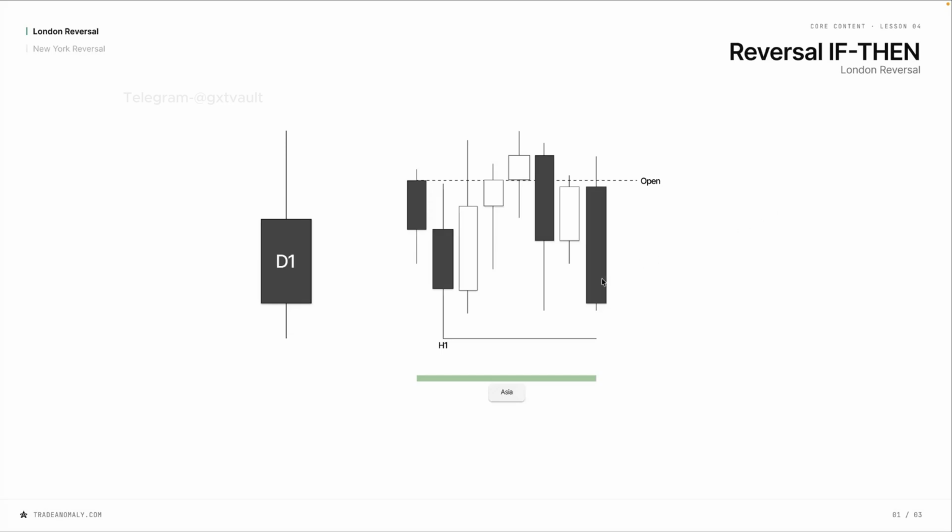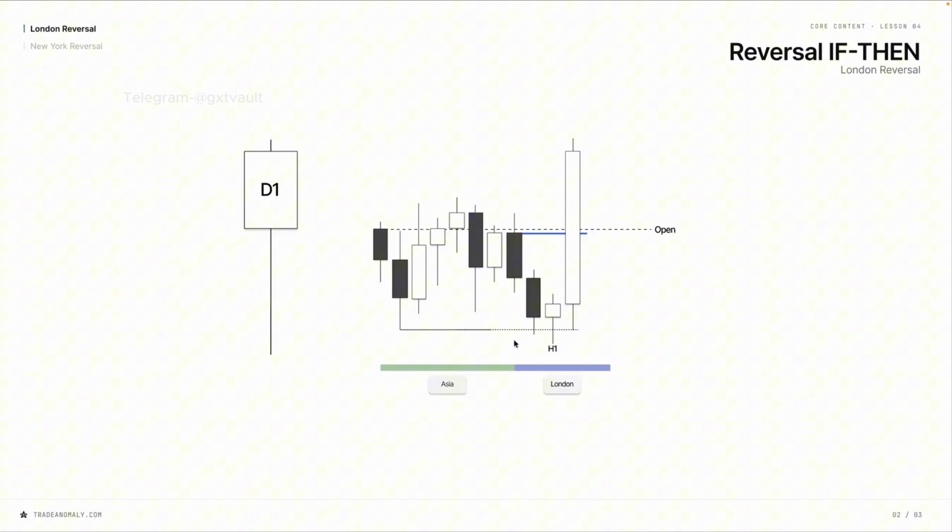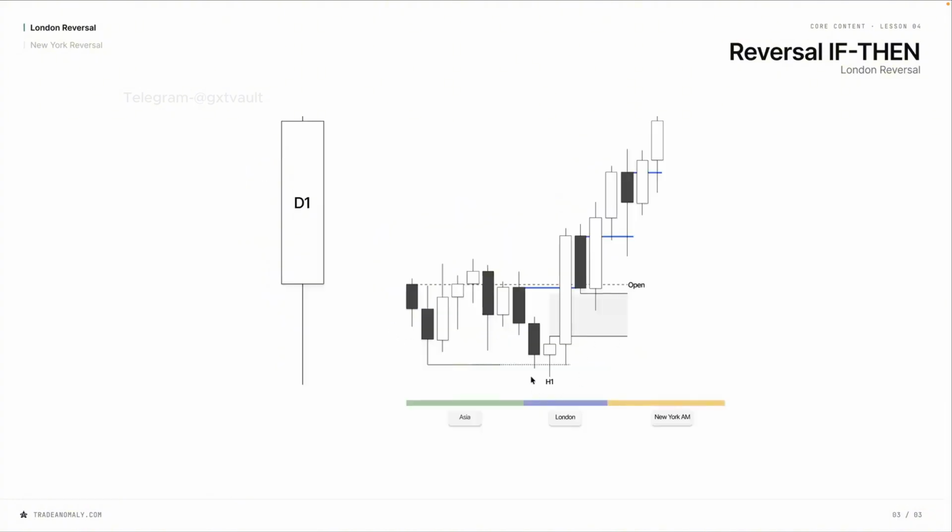So, if Asia consolidates, what should we expect London to do? Reverse, right? Off of Asia's low. And if London reverses, then we should be expecting a New York continuation using key levels that London created after it expanded away. So as you can see, London reverses, expands away. Here we have our gap. That is going to be our key level for New York to continue. As you can see, we have some order blocks for continuation as well.